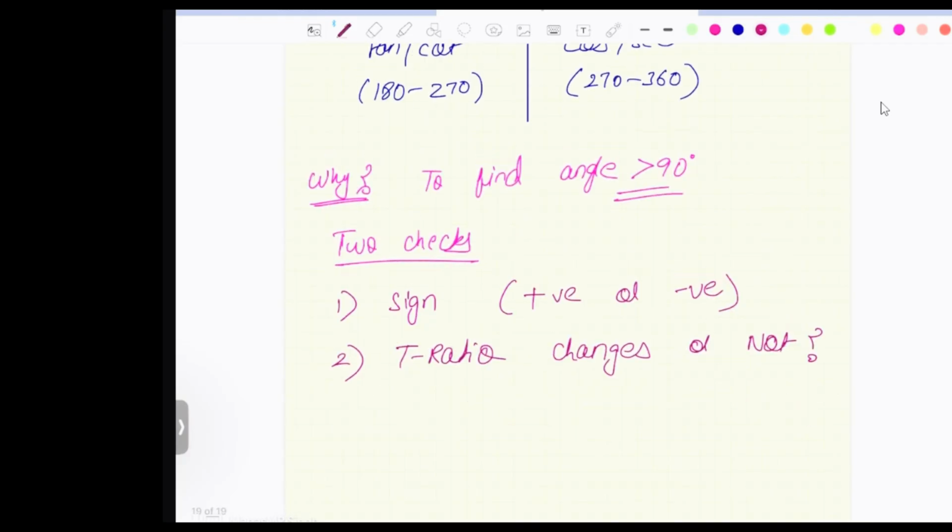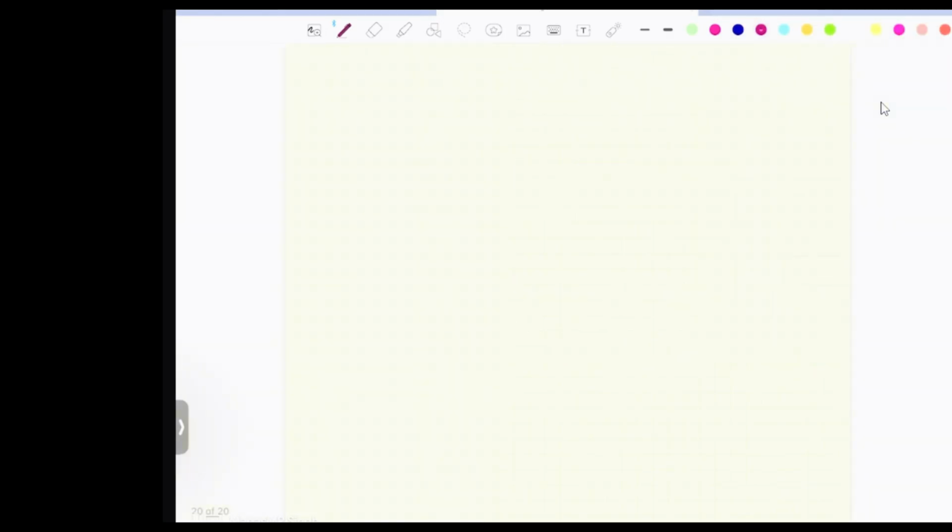Now let's take an example. Imagine you have to find the value of cos 210 degrees. We only know values for 0, 30, 60, 90. Nowadays you have calculators, so people don't even use that, but we should know. So what do we do? The first thing we do is break your angle, theta, into 180 plus 30 degrees.